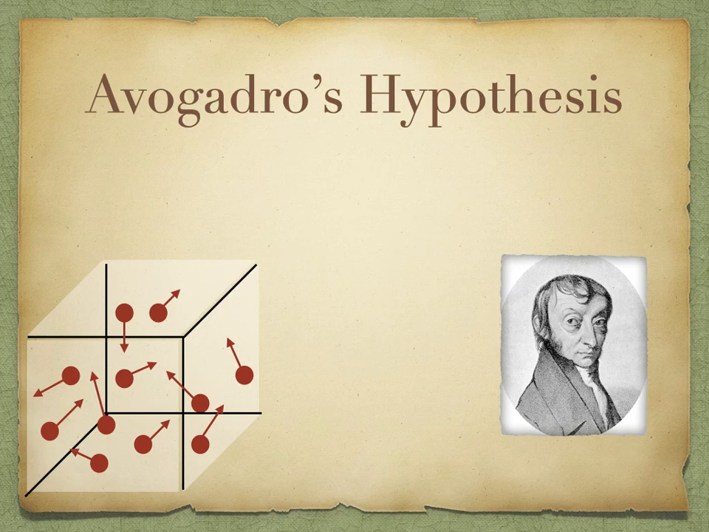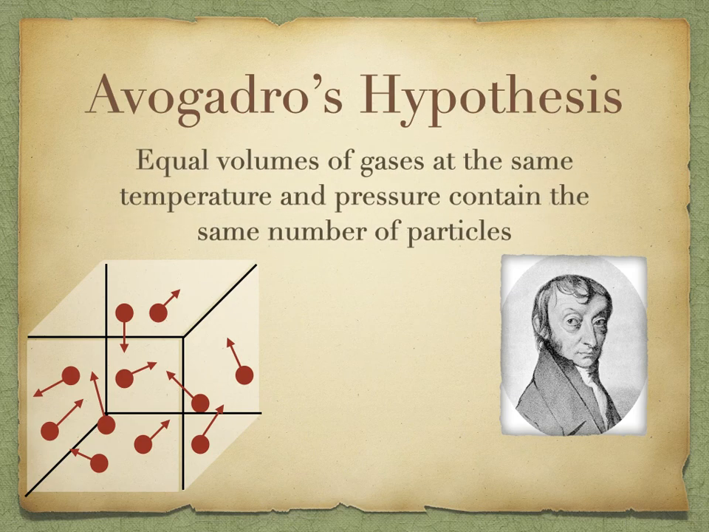And Avogadro, in part, came to that realization that the number of particles in the mole would have to be constant through his hypothesis that equal volumes of gas at the same temperature and pressure contain the same number of particles. This is a simple but super useful idea.